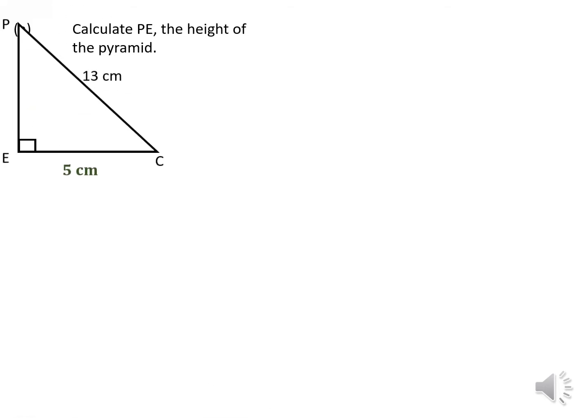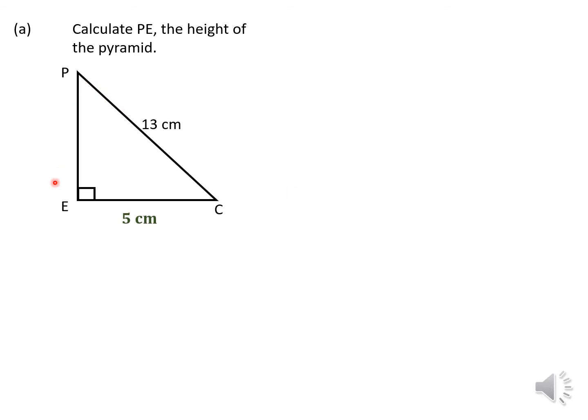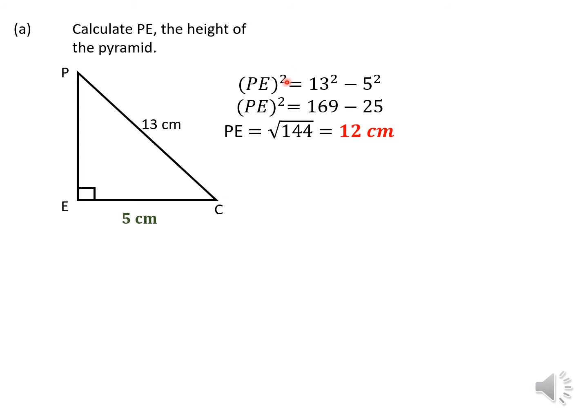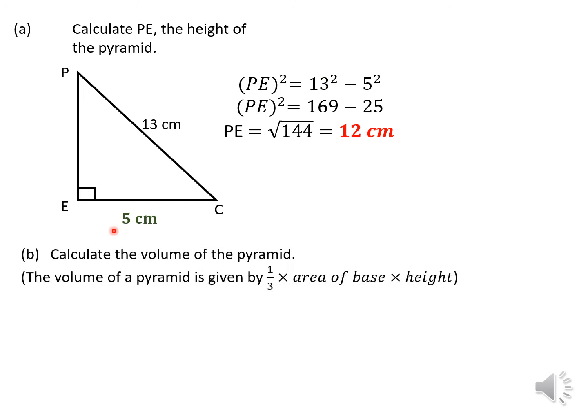All right, so let me bring it back, and then you use Pythagoras. Since we're looking for a short side, we're going to subtract. So PE squared is equal to 13 squared minus 5 squared. You take one of the short legs of the right-angled triangle and subtract it from the square of the hypotenuse. That gives me the value of PE to be 12 centimeters.